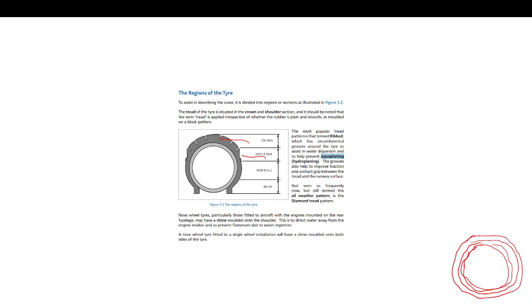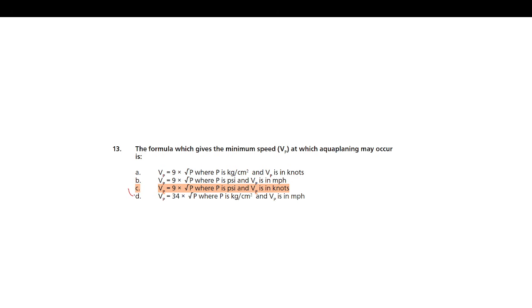Why? Because it assists in water dispersion and to help prevent aquaplaning. Hydroplaning. The grooves also help to improve traction and contact grip between the tread and the runway surface. Not seen so frequently now, but still termed the all-weather pattern is the diamond tread pattern. So here we are doing aquaplaning and C is the correct answer.